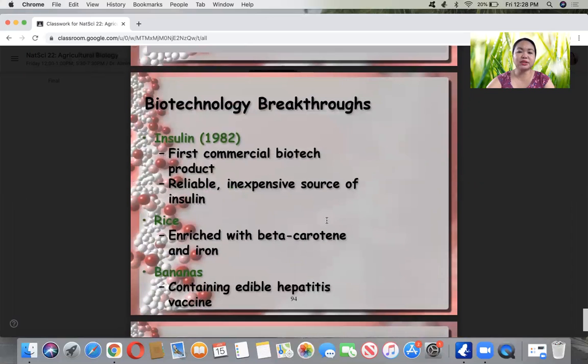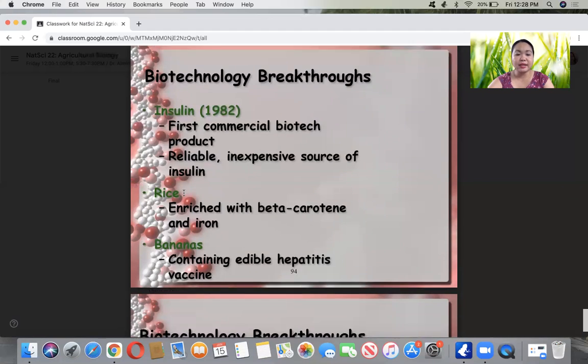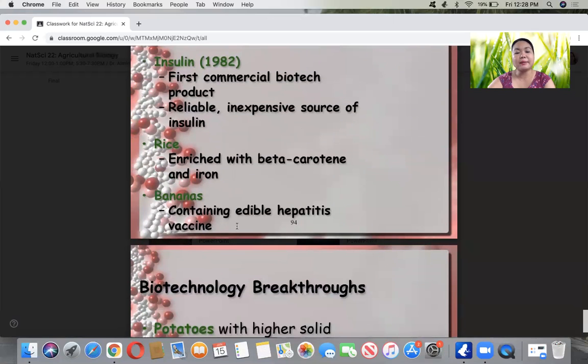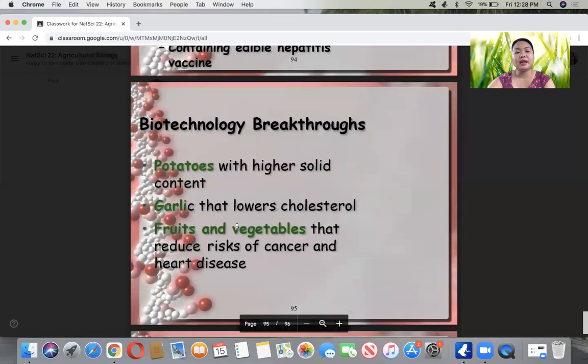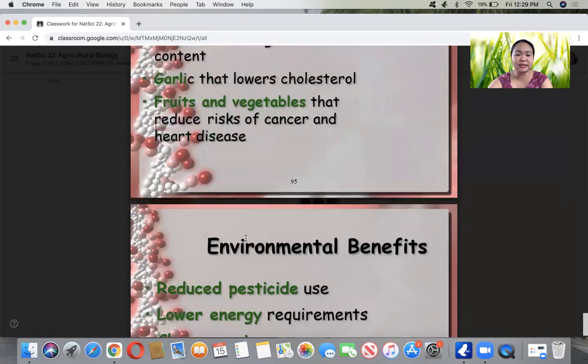The biotechnology breakthroughs include insulin in 1982. This is the first commercial biotech product, which is a reliable, inexpensive source of insulin for diabetics. There is also rice enriched with beta-carotene and iron by the International Rice Research Institute, bananas containing an edible hepatitis vaccine, potatoes with higher solid content, garlic that lowers cholesterol, and fruits and vegetables that reduce the risk of cancer and heart disease.